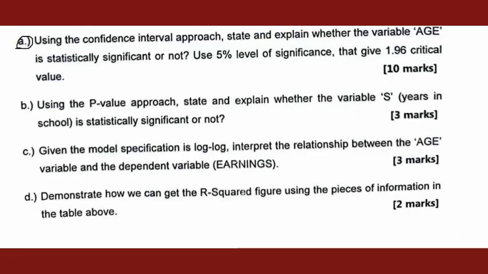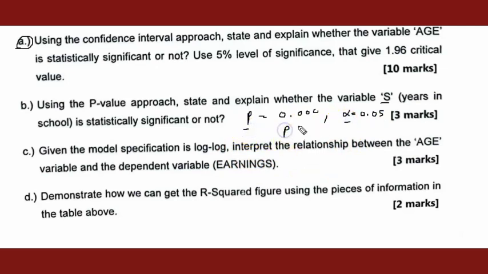Now the second question. Use the p-value approach, state and explain whether the variable S is statistically significant or not. So we don't even have to turn to the working board on this question. If you remember the p-value for S we were given, it was 0.000, just like that. So we just write that. Then alpha we had 0.05 like that. So the p-value approach just compares the p-value to alpha.